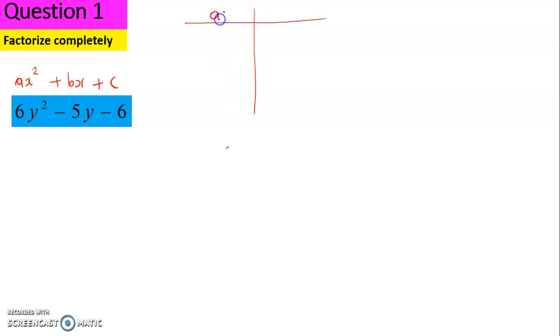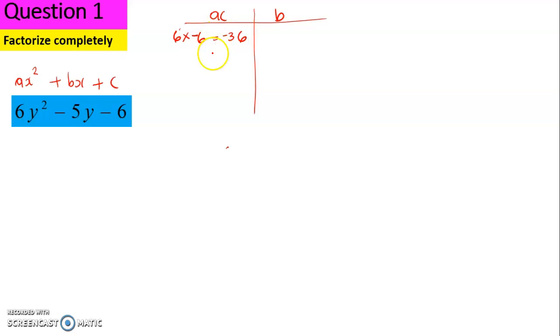Now, first column we have AC, and in our second column we will have B. Remember that A represents the coefficient of y squared, which is 6. B represents negative 5, which is the coefficient of y. And C represents negative 6, which is our constant. So let's multiply A, which is 6, times negative 6, which is C. We will get negative 36.